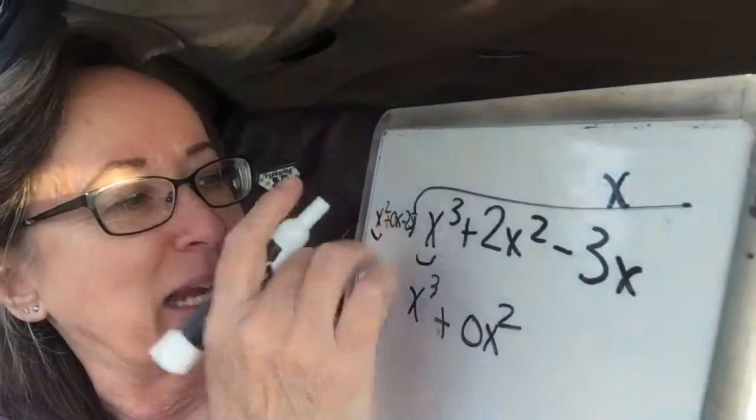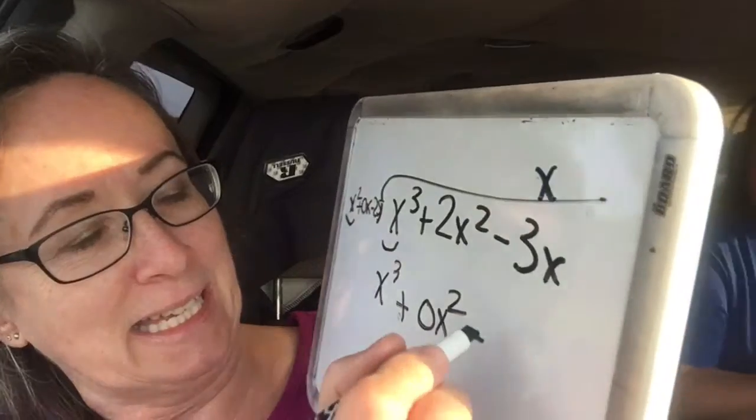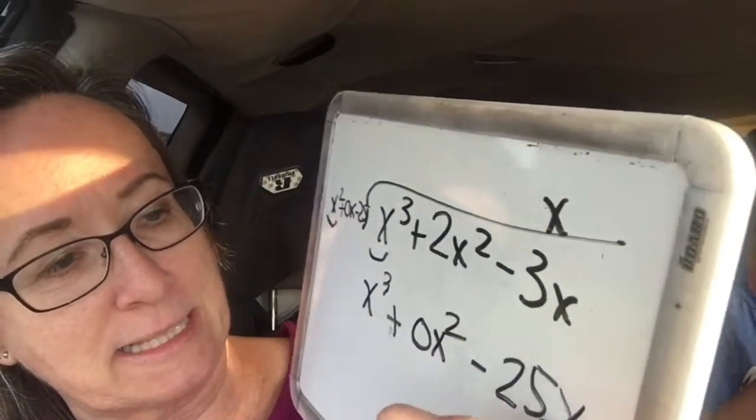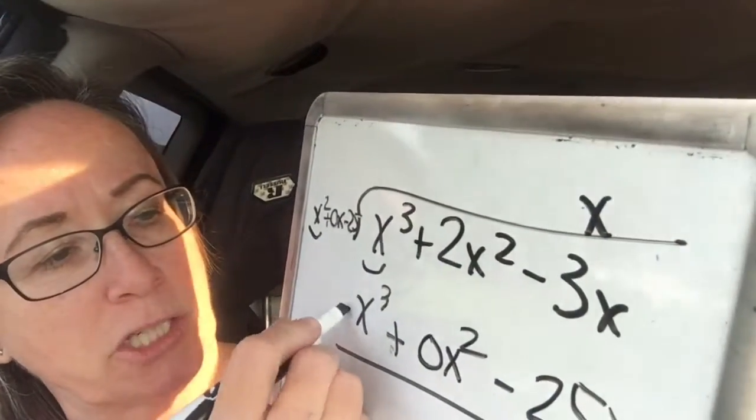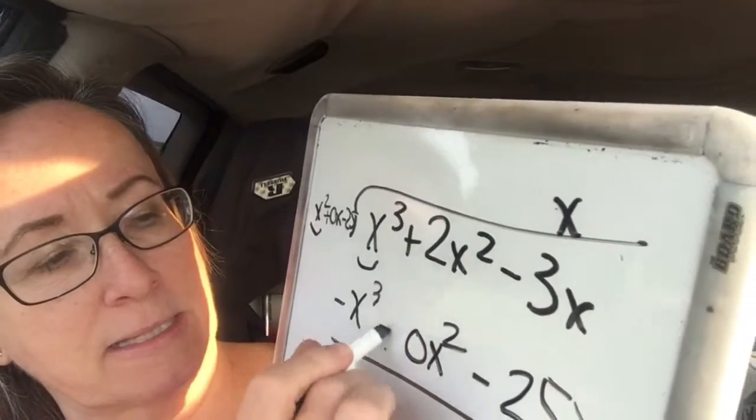So x times the -25 is a -25x. Okay, so we're subtracting, so we're going to change all of the signs.